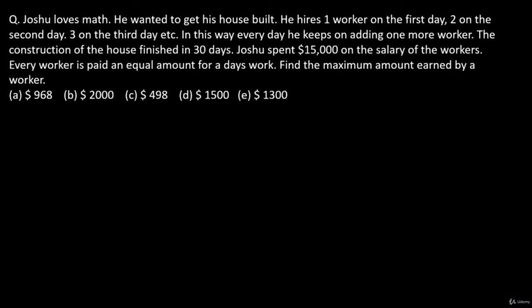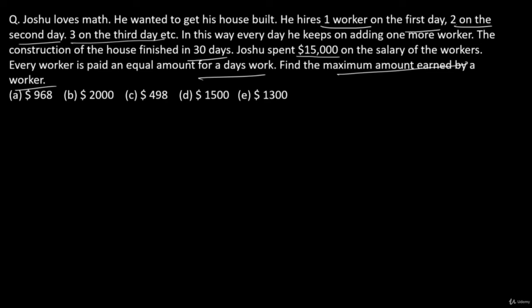Let's do this question. Joshu loves math. He wanted to get his house built. He hires 1 worker on the first day, 2 on the second day, 3 on the third day, etc. In this way, every day he keeps on adding 1 more worker. The construction of the house finished in 30 days. Joshu spent $15,000 on the salary of workers. Every worker is paid an equal amount for a day's work. Find the maximum amount earned by a worker. Alright, pause the video, give it a try, and then let's do it together.